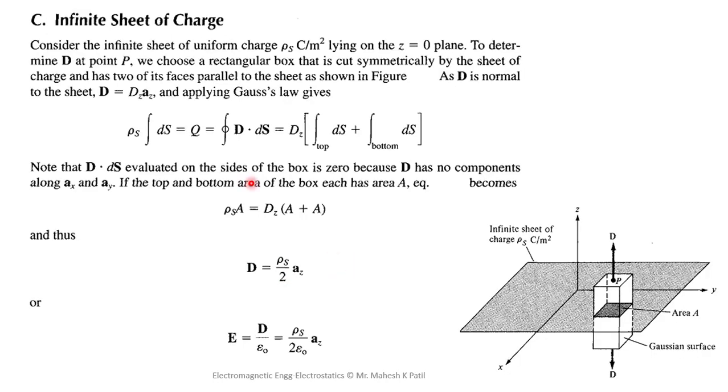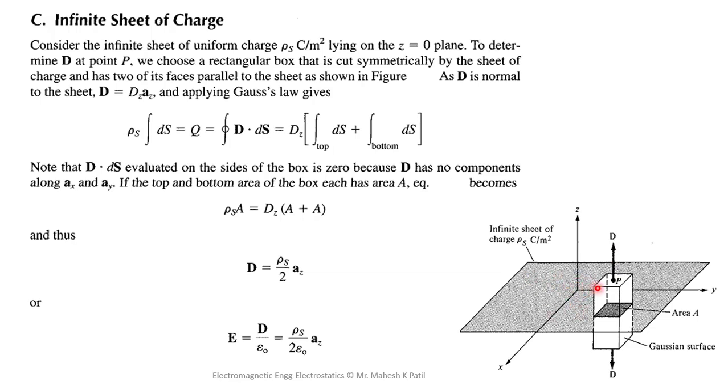Similarly, we will see the electric flux density due to an infinite sheet of charge. So assume this surface. Consider this surface having charge density rho s, which is kept on the z equal to 0 plane, that is the xy plane, as shown in this figure. Now to determine D at point P, so this is the point P. At point P, we are going to calculate the electric flux density because of this surface charge distribution. Clear?